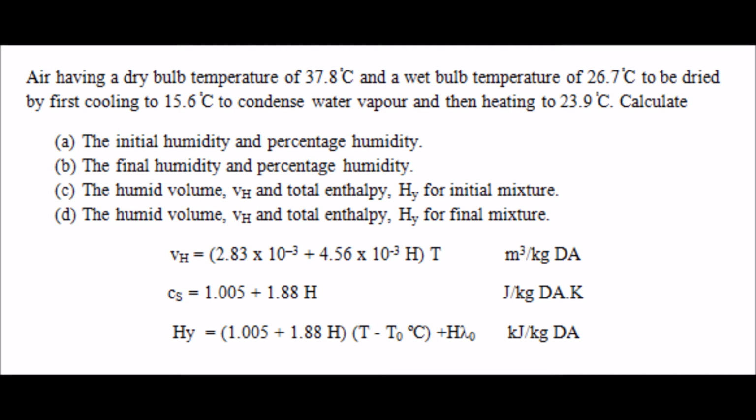to 23.9 degrees Celsius. Calculate the initial humidity and percentage humidity, the final humidity and percentage humidity, the humid volume and total enthalpy for the initial mixture, and the humid volume and total enthalpy for the final mixture.